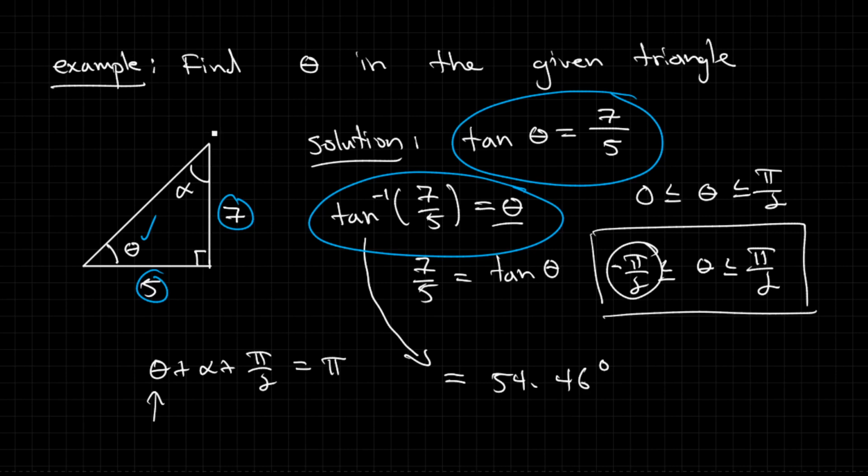So if you had been given the information, let's say this was 7 instead, then the trigonometric function that ties together what you want to know, theta, what you know, the adjacent and the hypotenuse, is the cosine function. So if I had given you this problem instead, then we would have written cosine of theta is 5/7, and we would have used the inverse cosine function.